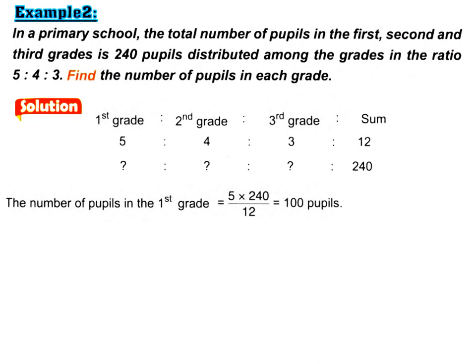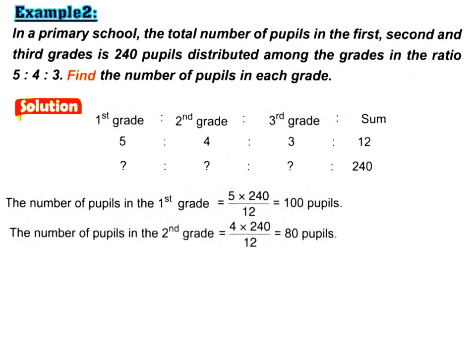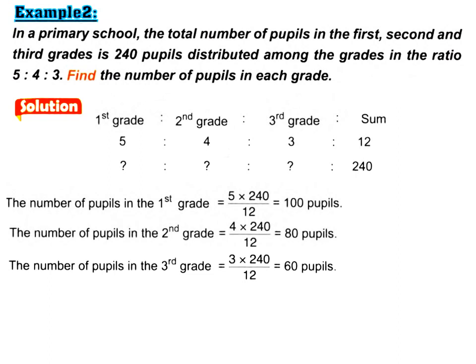Okay, so the number of pupils in the second grade, by using the same method of cross multiplication, is 4 times 240 divided by 12, it will be 80 by using the calculator. The share of the third grade by using cross multiplication is 3 times 240 divided by 12, it will be 60 pupils.